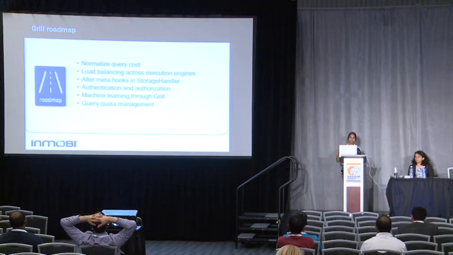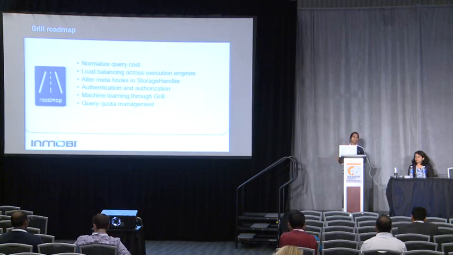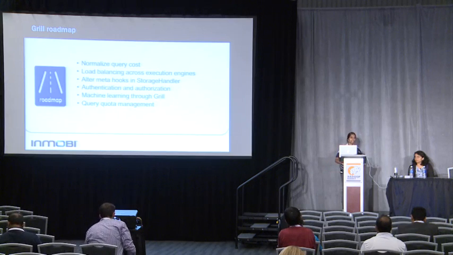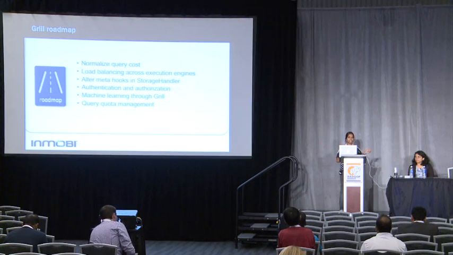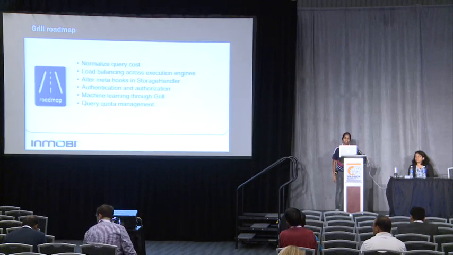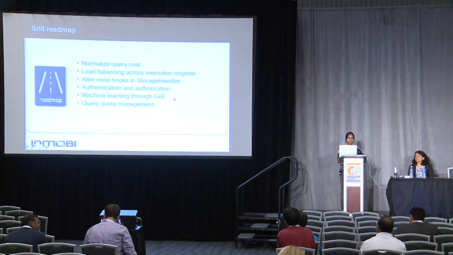So if it is a DB storage handler, where it is actually backed by a DB storage, it has to go alter the table and DB. That gives the user the flexibility to just do one alter, and he doesn't need to care about changing it in all the DBs and all the clusters, right? So we need to have alter meta hooks for that, and then authentication and authorization, and then machine learning through Grill, and then quota management. So these are all in the roadmap. We'll take them up.